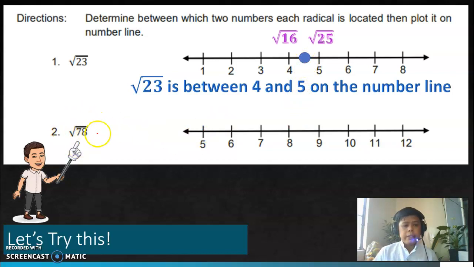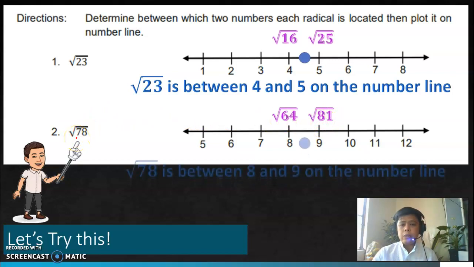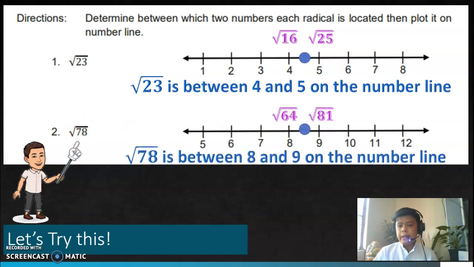Okay? So, next, how about yung square root of 78? Saan makikita si square root of 78? Okay? So, dito, alam natin na si 8, equivalent din siya sa square root of 64. 8 times 8 ay 64. Tapos, yung 81 naman ay sa 9. Yung square root of 81 sa 9. So, automatic, si square root of 78 nasa pagitan ni 64 at 81. So, therefore, si square root of 78 is located between 8 and 9 on the number line. So, dun sila makikita.